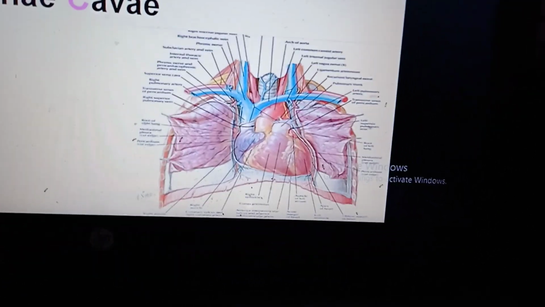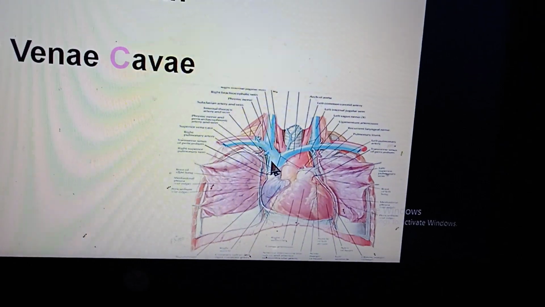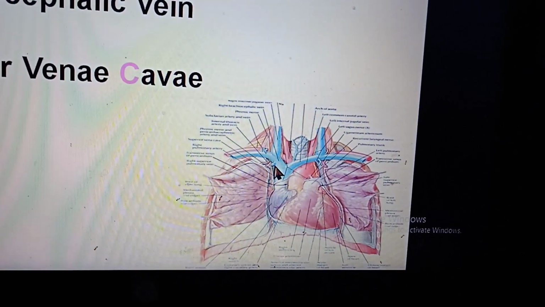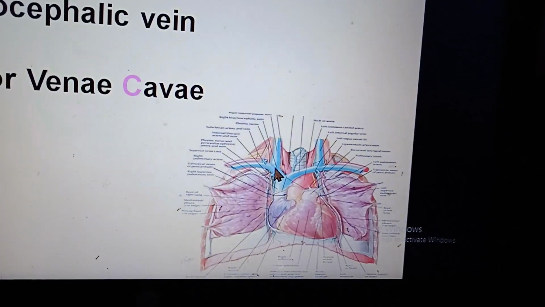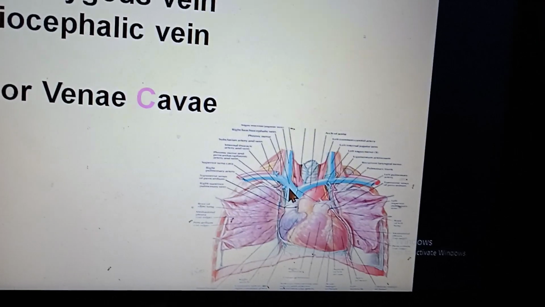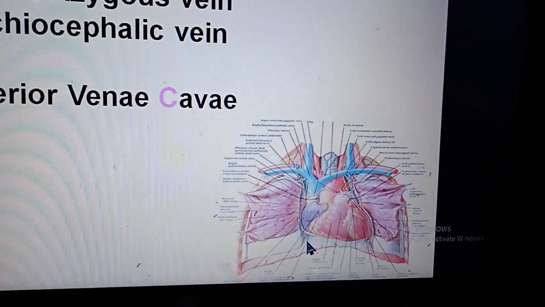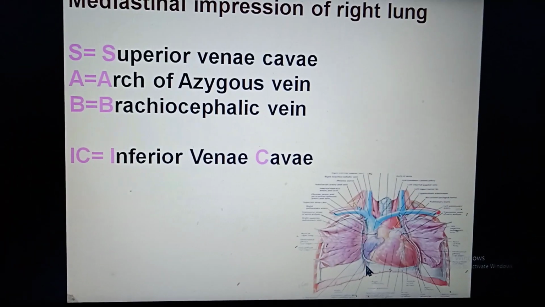Here you can see this one is superior vena cava, A for arch of azygous vein going posteriorly, not in this picture. Then B for brachiocephalic, this one is brachiocephalic vein, and then inferior vena cava. Here lies inferior vena cava. Okay, सब एक जैसे ही होते हैं.